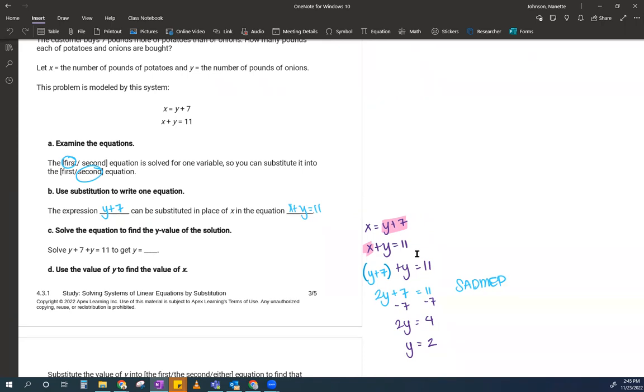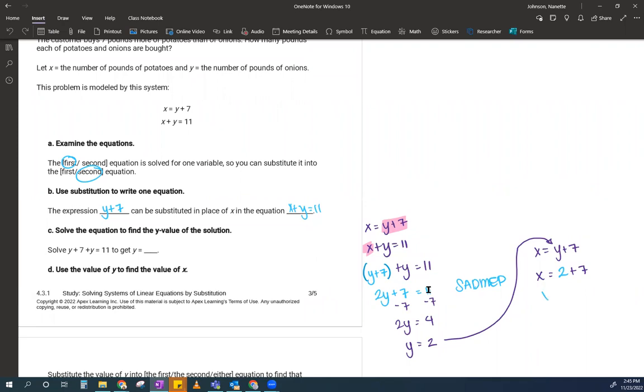Okay, so I would choose the first equation. I'm going to plug that into X equals Y plus 7. I'm going to take my 2 and plug it into my Y, because that's what it says. So the next line will say X is equal to 2 plus 7. And now I get X is equal to 9.